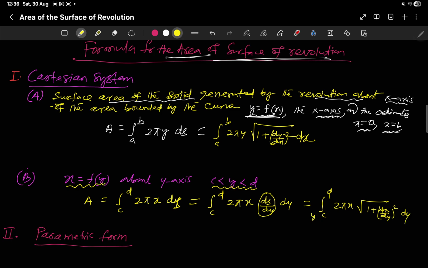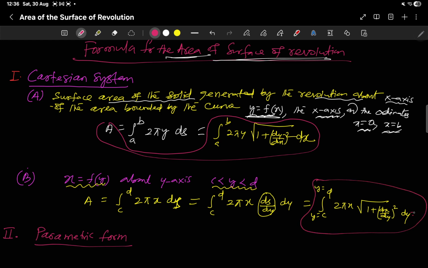Now this is the limit for y from c to y is equal to d. So it is enough. You should remember this formula. The surface area is given by this formula. Here you should remember the surface area A is given by this formula, right?